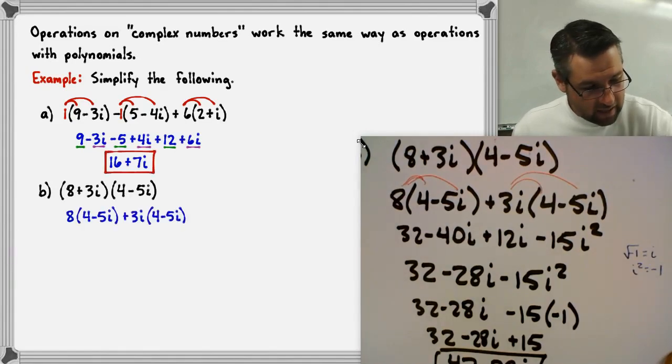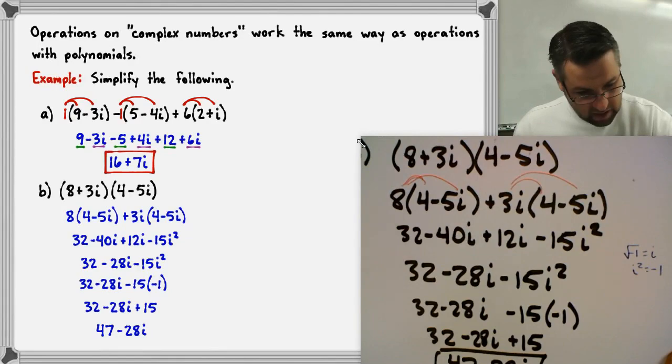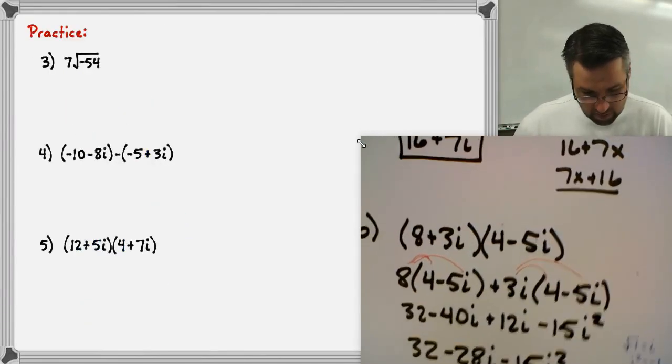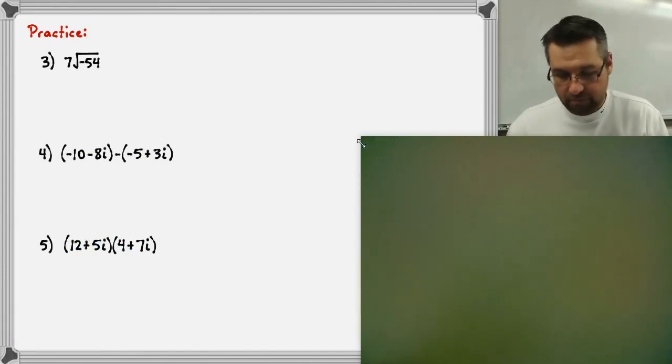All right, with that said, double check my answer here. I end up with 47 minus 28i, so that's good. All right, it's your turn now, so go ahead and try these 3 problems. And when you're done, come back and compare your results to what I have.